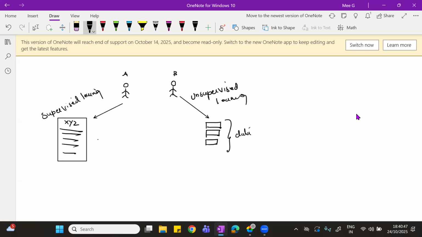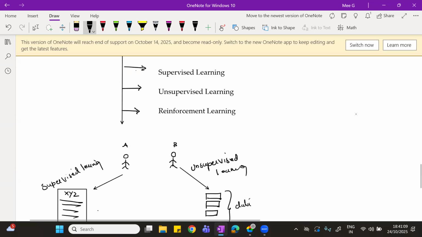In both cases, data is there. In the first, the data is provided by the XYZ institution and they are monitoring closely so that he is learning. This is called supervised learning. And when you have the data and you are learning on your own, this is called unsupervised learning. It's just a basic example I'm giving.